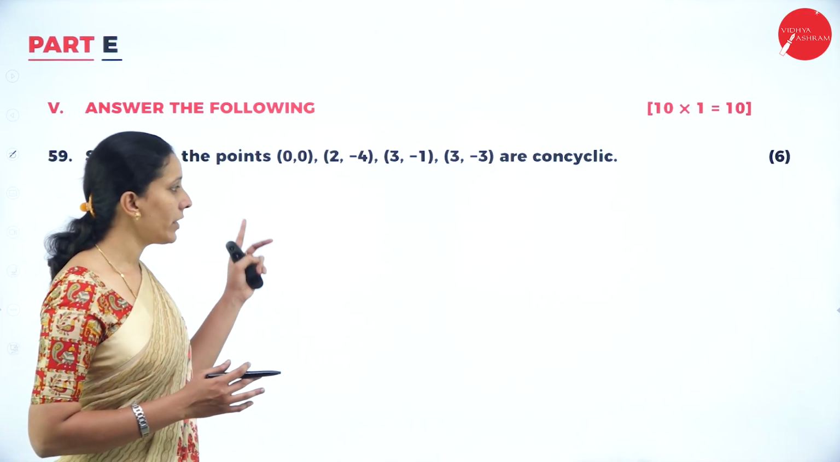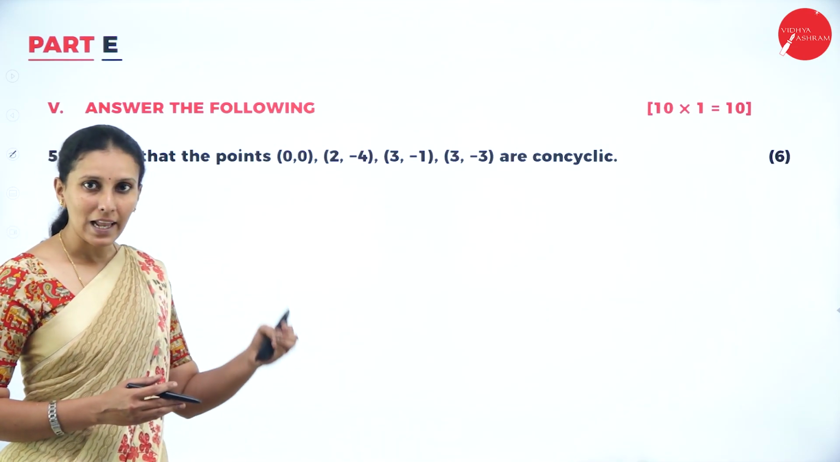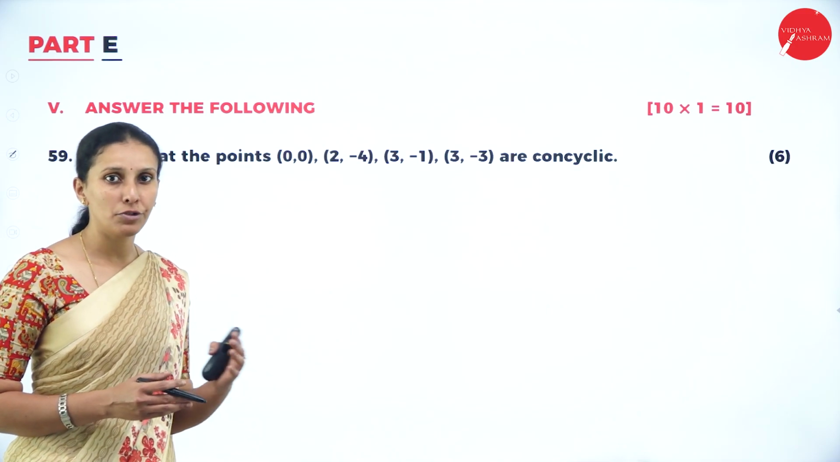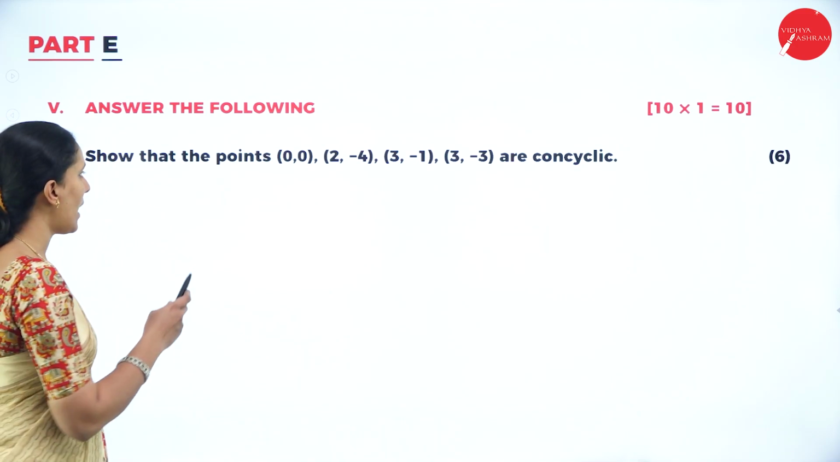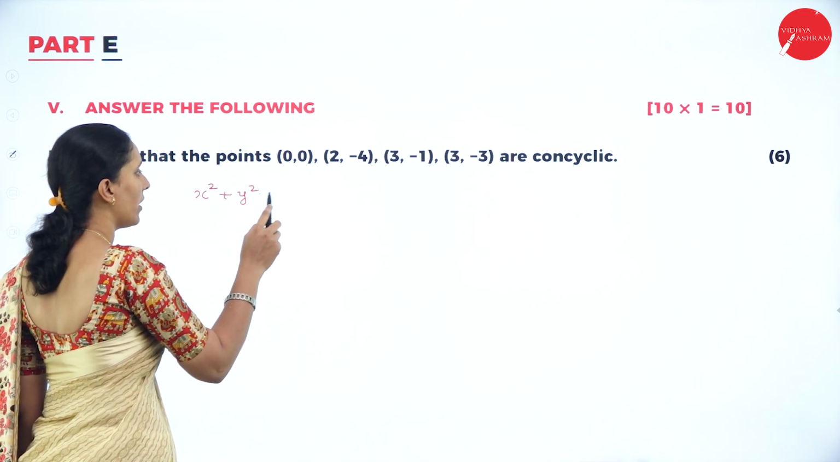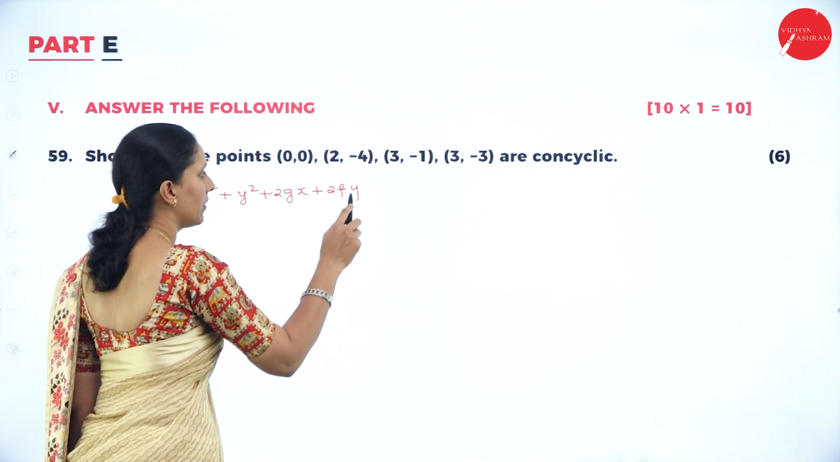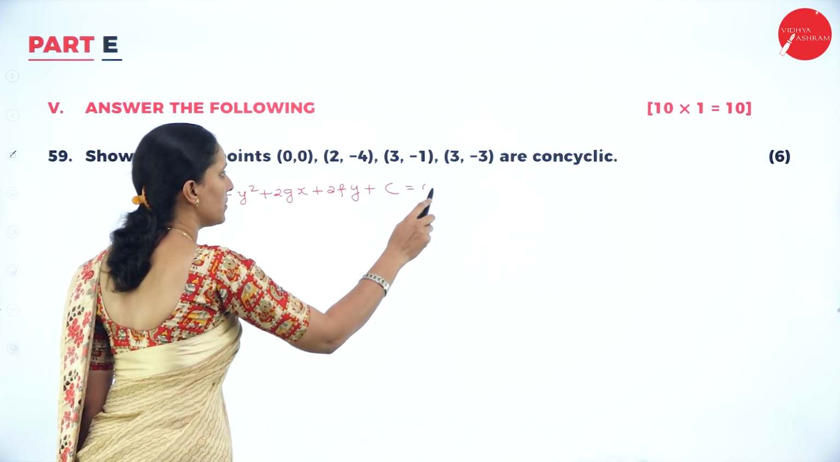Concyclic means the points lie on the circle. So, whenever any point lies on the curve, it becomes a solution of its equation. So, the standard equation of the circle is given by x square plus y square plus 2gx plus 2fy plus c is equal to 0.